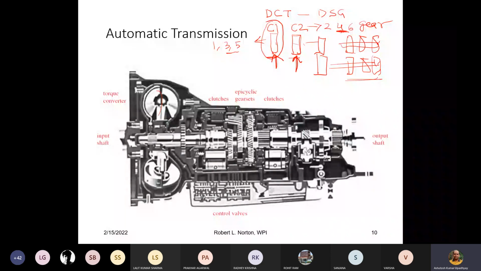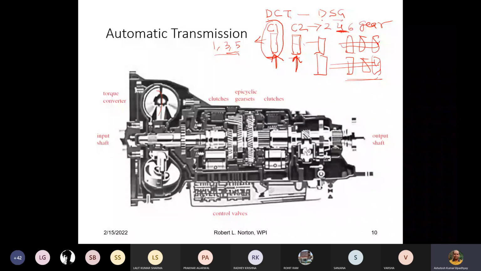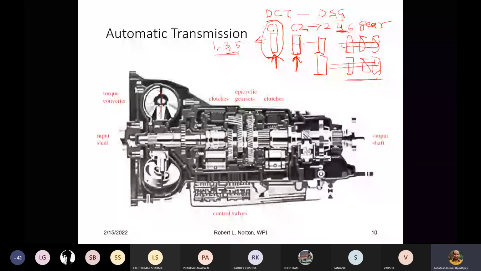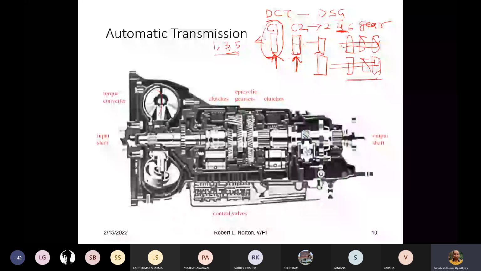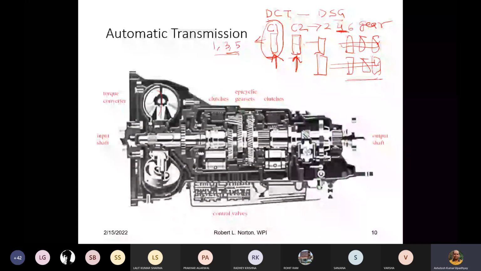So this dual clutch transmission, DCT or DSG. DSG stands for dual shift gearbox. Dual clutch transmission, dual shift gearbox, they have the same mechanism. But remember that everything is dependent on the sensor system. There must be some sensory system which will be able to sense what is going to happen and then actuate accordingly.